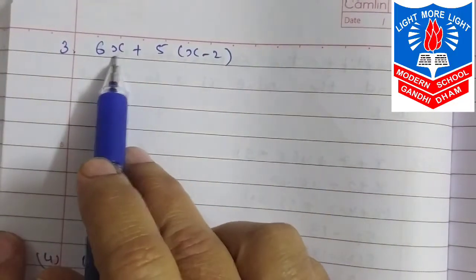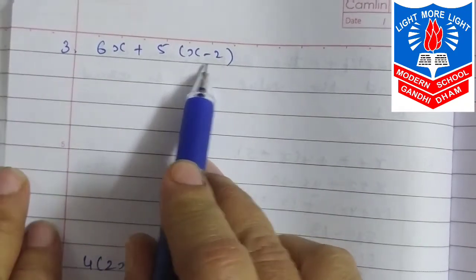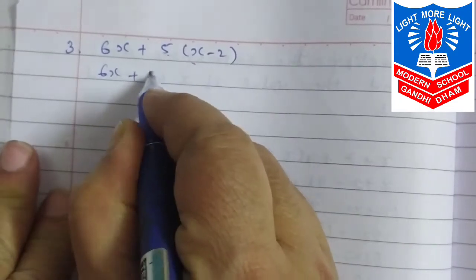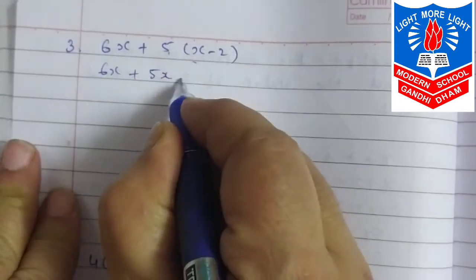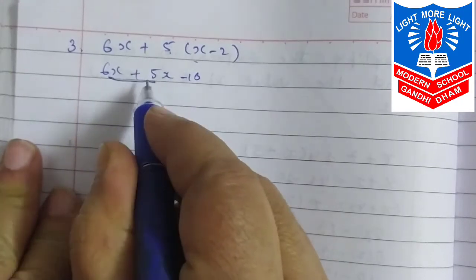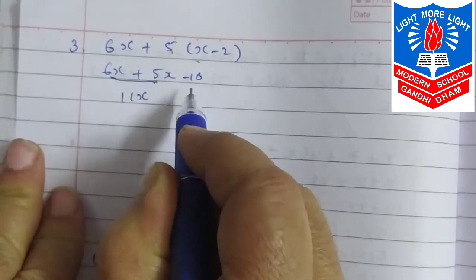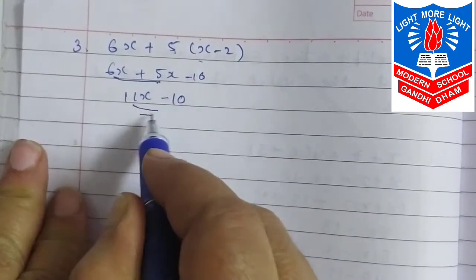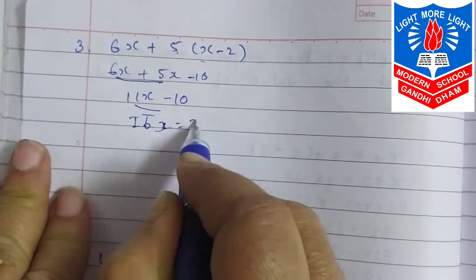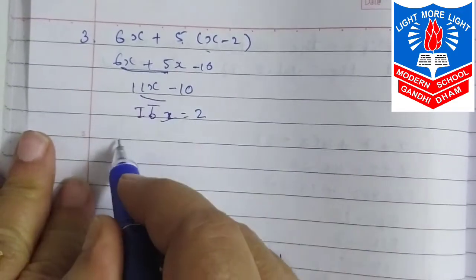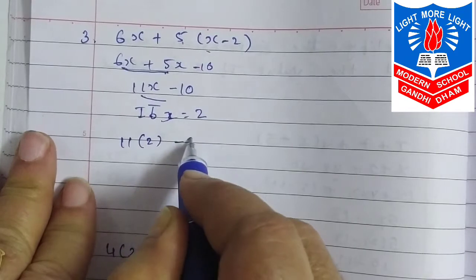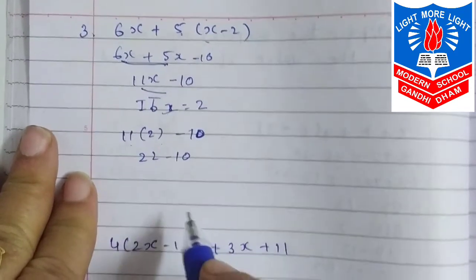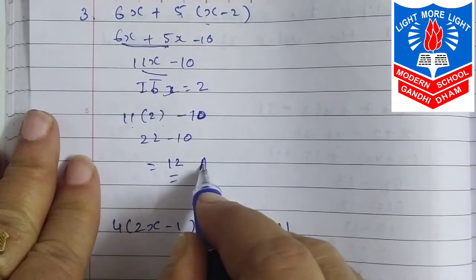See the third one, 6x plus 5 into bracket x minus 2. First we simplify. 6x plus 5 into x is 5x, 5 into minus 2 is minus 10, and this 6 plus this 5 is 11x and here is minus 10. Then we put x equal to 2, then 11 into 2 minus 10. 11 2s are 22 minus 10 and the answer is 12.